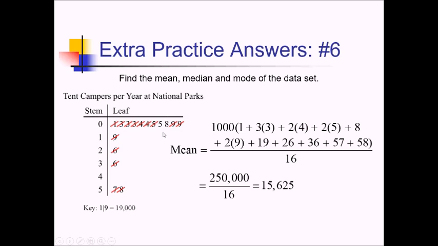So what this really means is we have to average these together. That's basically 5,000 plus 8,000 divided by 2. And if you do that, that's going to be 13,000. Half of that is 6,500, which you could do on a calculator if you wanted. So that's the median number of campers at national parks per year.